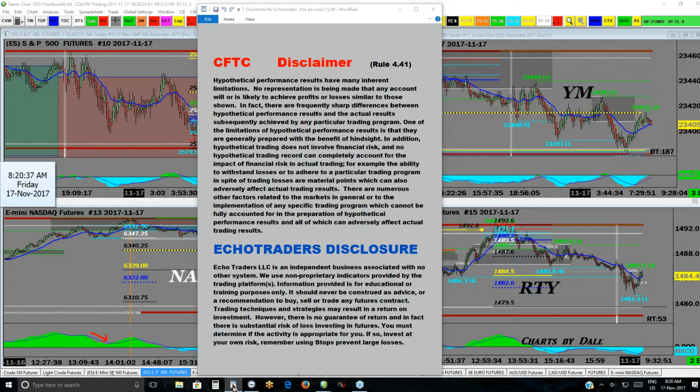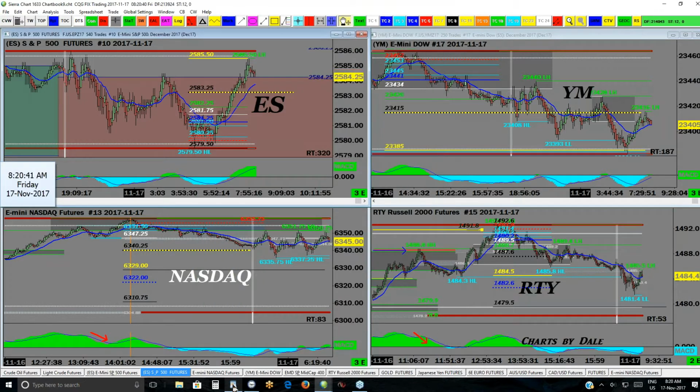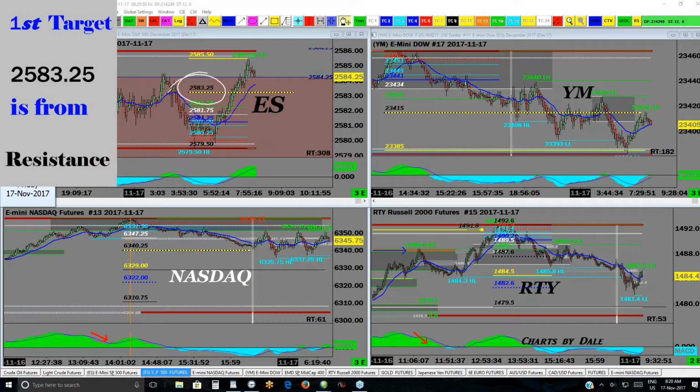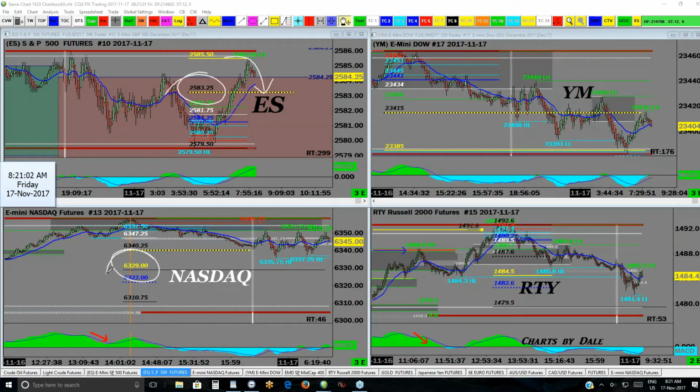We're displaying four charts here. Top left is the ES, and we're looking for the ES to retest 83.25 area right down in here. NQ, we're looking for a target area of 63.29, 29.25 would be okay. So here's the present price action right here off of resistance.